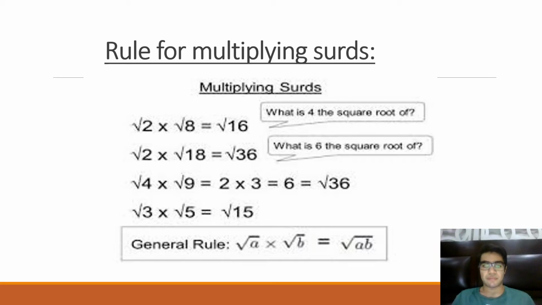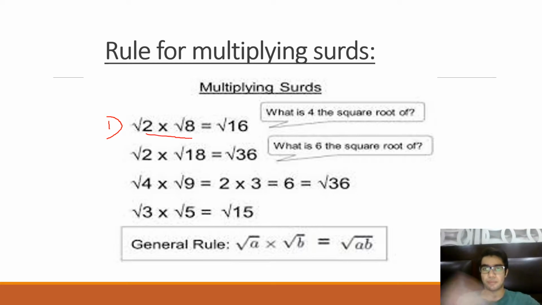So, for example, question number one is the square root of 2 multiplied by the square root of 8. We can write it as the square root of 16, because 2 times 8 is 16. So we can write it under one square root, okay? We multiply the numbers inside the square roots and write the product under one square root. Question number 2 is the square root of 2 times the square root of 18. 2 times 18 is 36, so that would be the square root of 36.